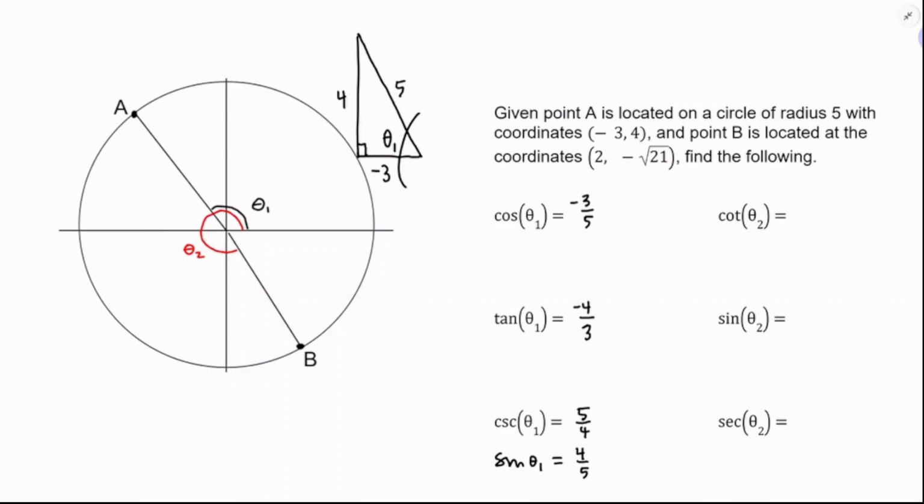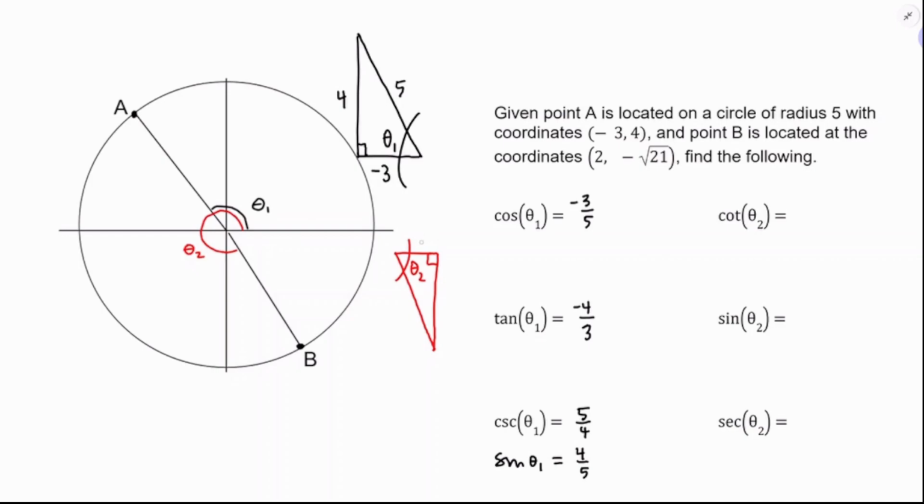Now I'll draw a triangle for theta 2. And it looks like it's kind of tall, so I'll just draw it with the same kind of proportions. That'll be my reference angle for theta 2. I don't know what the radian measure or the degree measure is. I don't really care. It doesn't matter because I've got all the side lengths.